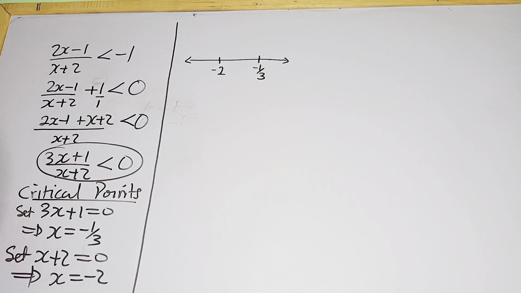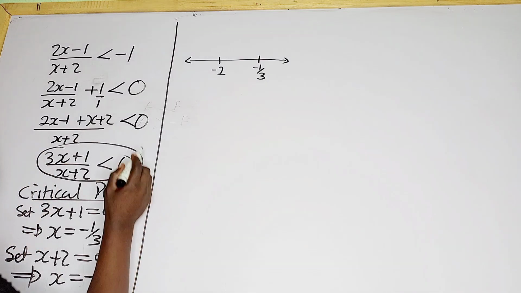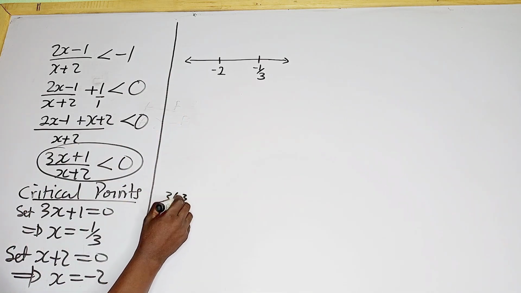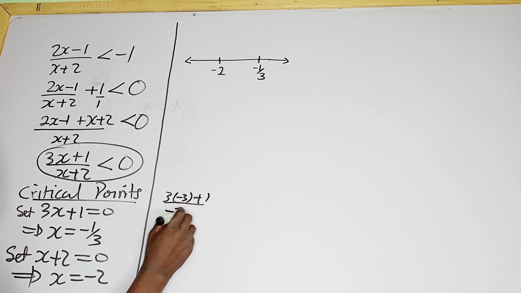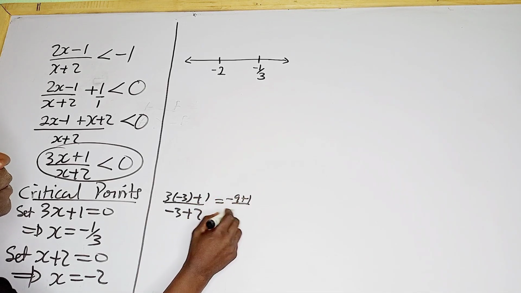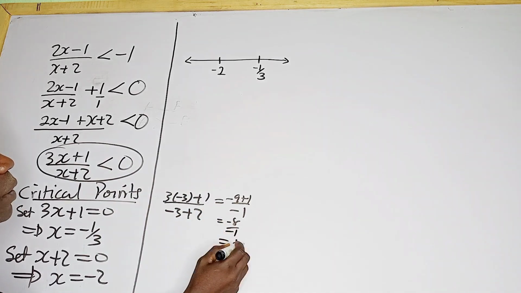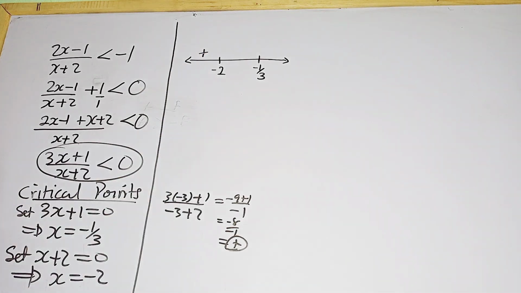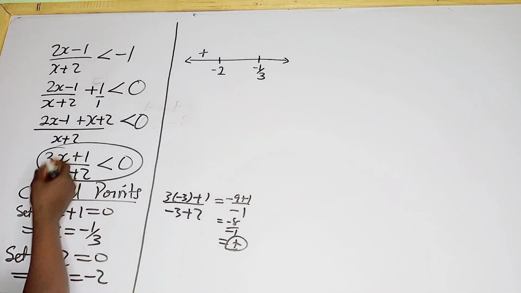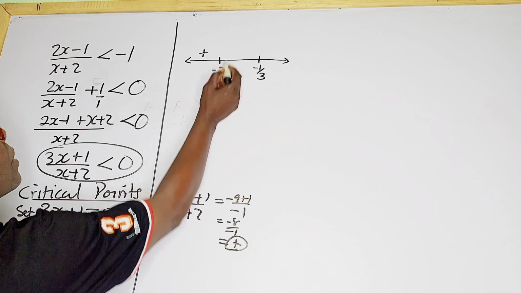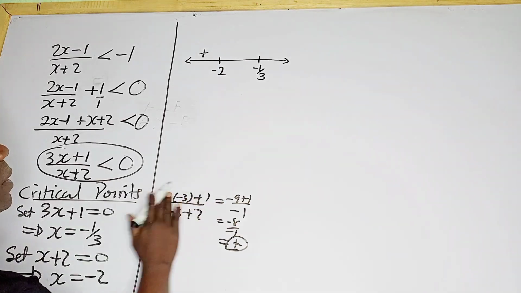What we are interested in is the resultant sign. If we take negative 3 and put it there, we have (3 times negative 3 plus 1) over (negative 3 plus 2). This gives us (negative 9 plus 1) over negative 1. So we end up having negative 8 over negative 1, so our final sign is positive. We're interested only in the final sign. So that zone gives us positive results when we slot any value into this rational expression on the left hand side.